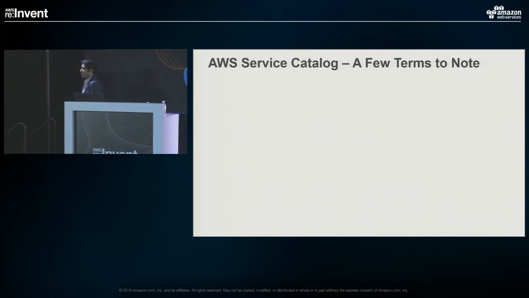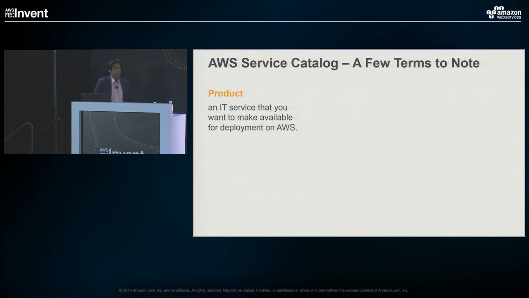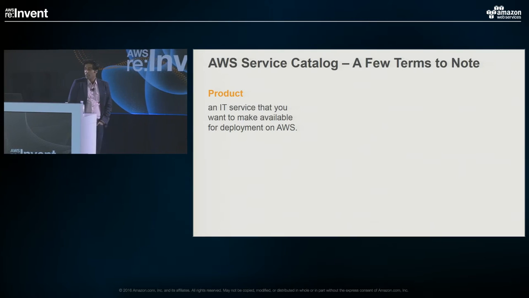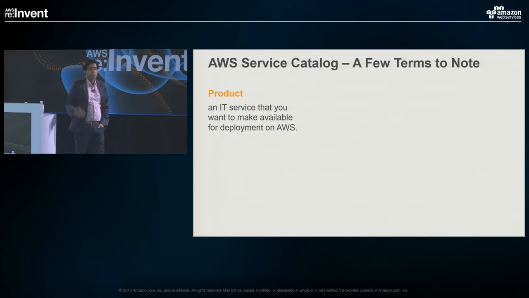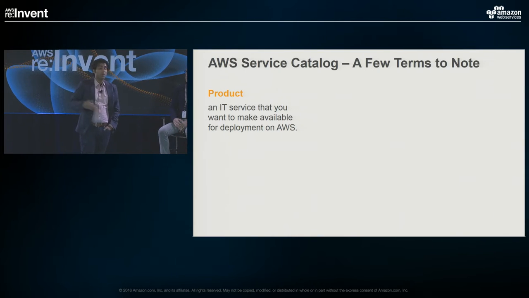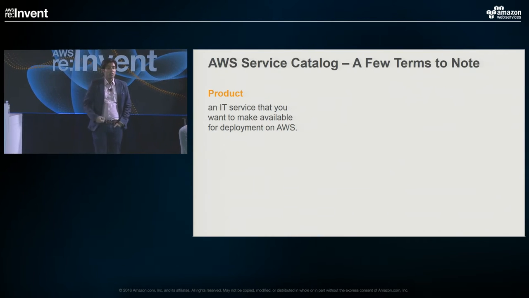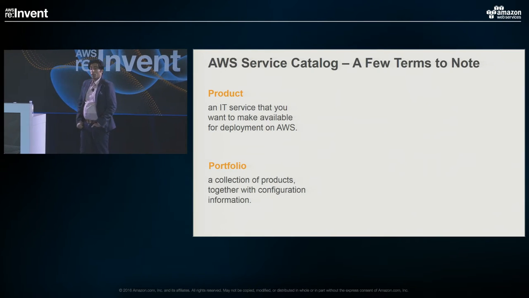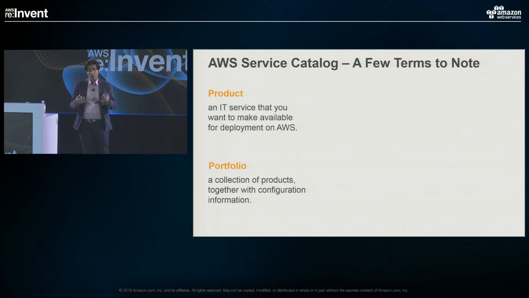So before we move forward, I want to make sure we're on the same page in terms of some key terms. So the first thing you will hear in terms of Service Catalog is a product. A product is basically an IT service that you want to make available for deployment on AWS. This is essentially EC2, S3, any one of the AWS services or resources that we allow.